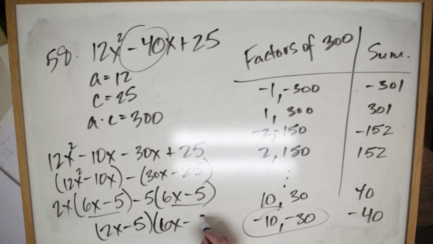6x minus 5. Okay. If you really master this section of content, I'm going to tell you right now, you are going to do very, very well in future math classes. Okay. This is factoring. Here's something I actually used to do when I used to teach at KU as a TA, a teaching assistant.